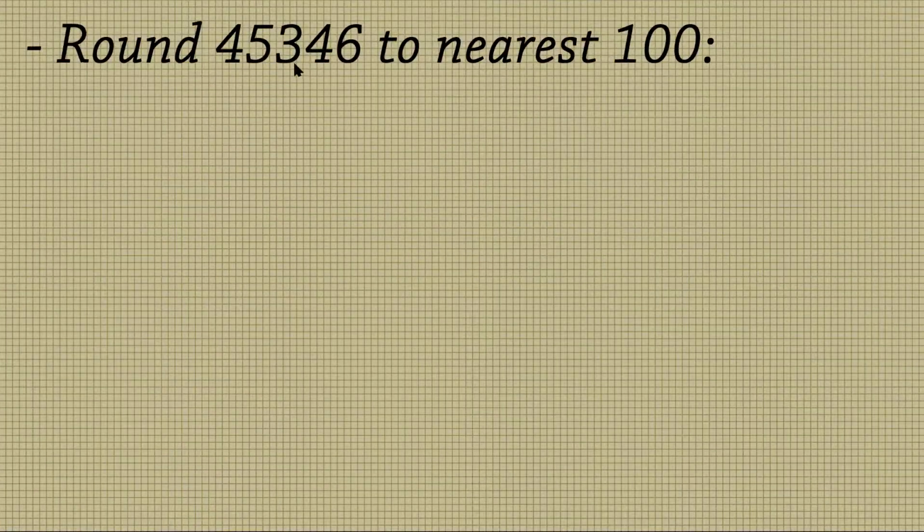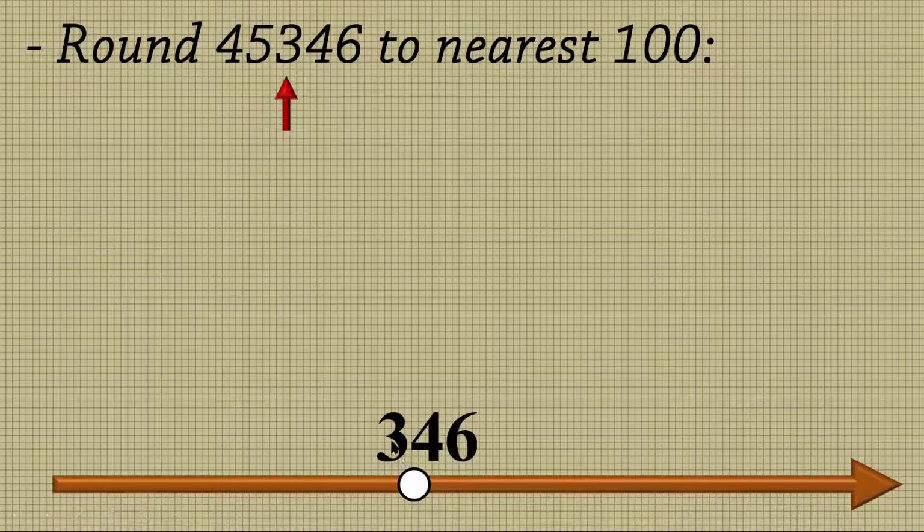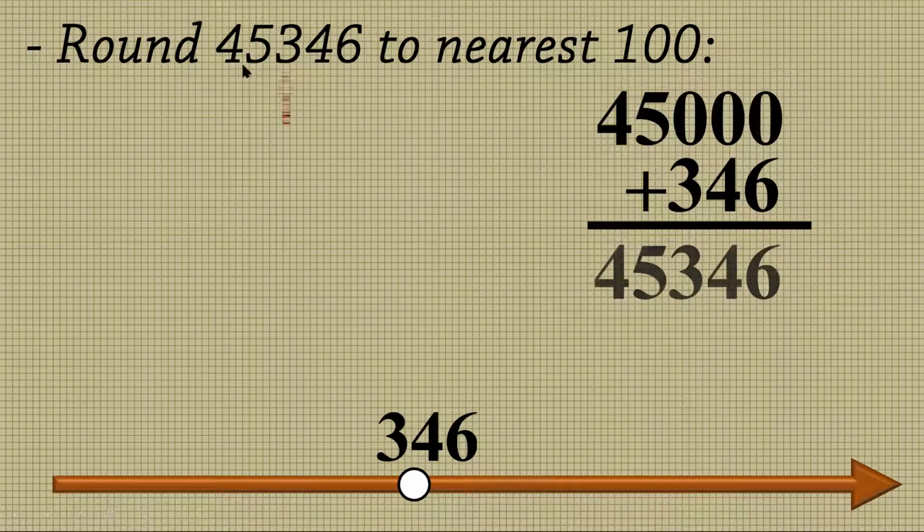Round 45,346 to nearest 100. Here the concentration is on 3 as the digit occupying number place of hundreds. So I will put 346 here on the number line. Okay, if I remove this value from the original number, it will be 45,000 plus 346, and so this is the original number.